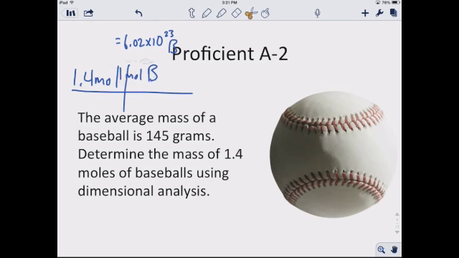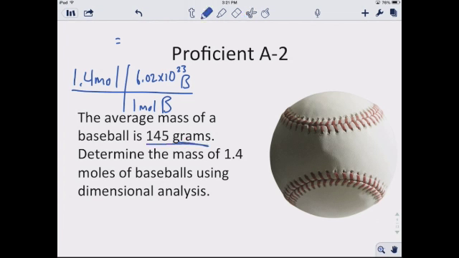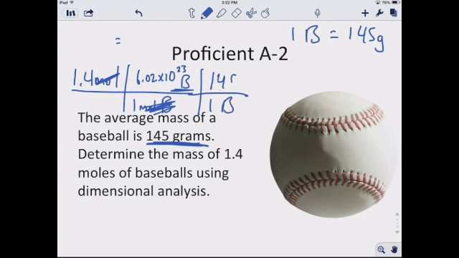1 mole of baseballs is 6.02 times 10 to the 23rd baseballs. Now, in dimensional analysis, the other thing is that we know that 1 baseball is 145 grams. So 1 baseball equals 145 grams. So when we're looking at this, remember, this unit cancels out. Moles goes away. What unit is this? Well, that's baseballs. Well, we know that 1 baseball equals 145 grams.